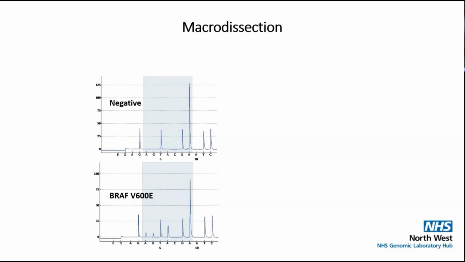This is an example of a case we had a number of years ago, which nicely demonstrated the benefit of macro dissection. These images are pyrosequencing graphs. You can see the sequencing bases called underneath, and a peak at each base shows that's the sequence that we can see. And we're looking at a wild type sample and a sample which has a BRAF V600E mutation. And you can see some additional peaks in that lower diagram.